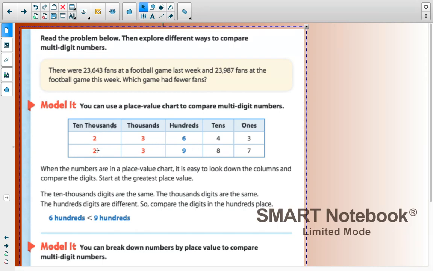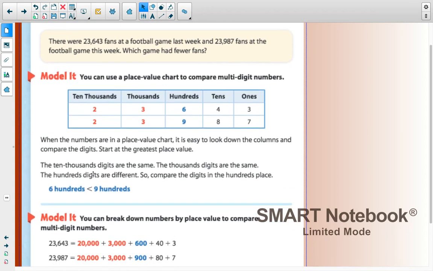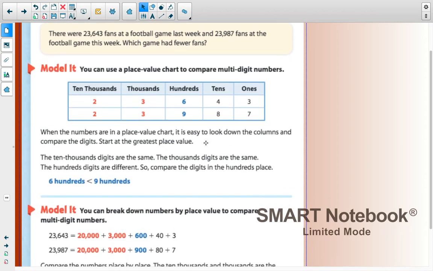Line them up. There's a 2 in the 10,000s. There's a 3 in the thousands. There's a 6 and a 9 in the hundreds. That means that this number is greater, 23,987. When the numbers are in a place value chart, it's easy to look down at the columns and compare the digits. Start with the greatest place value and go across.